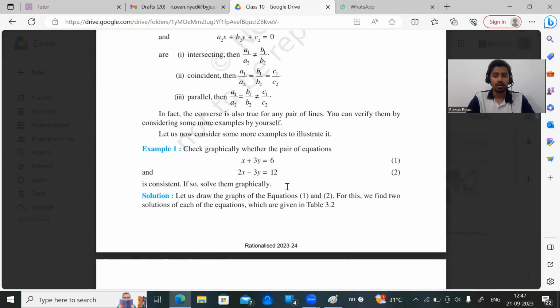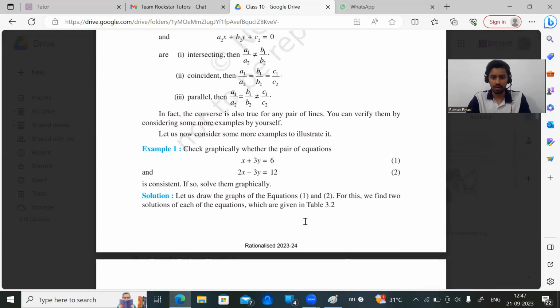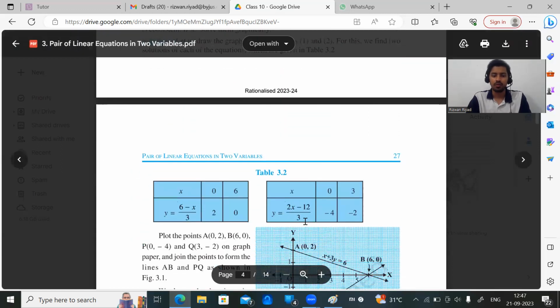Check graphically whether the pair of linear equations, x plus 3y equal to 6, that is the first equation, and the second equation, 2x minus 3y equal to 12, is consistent. We have to check whether these equations are consistent or not, that is the first part. Second, if so, we have to solve them graphically. All right, so let's start.